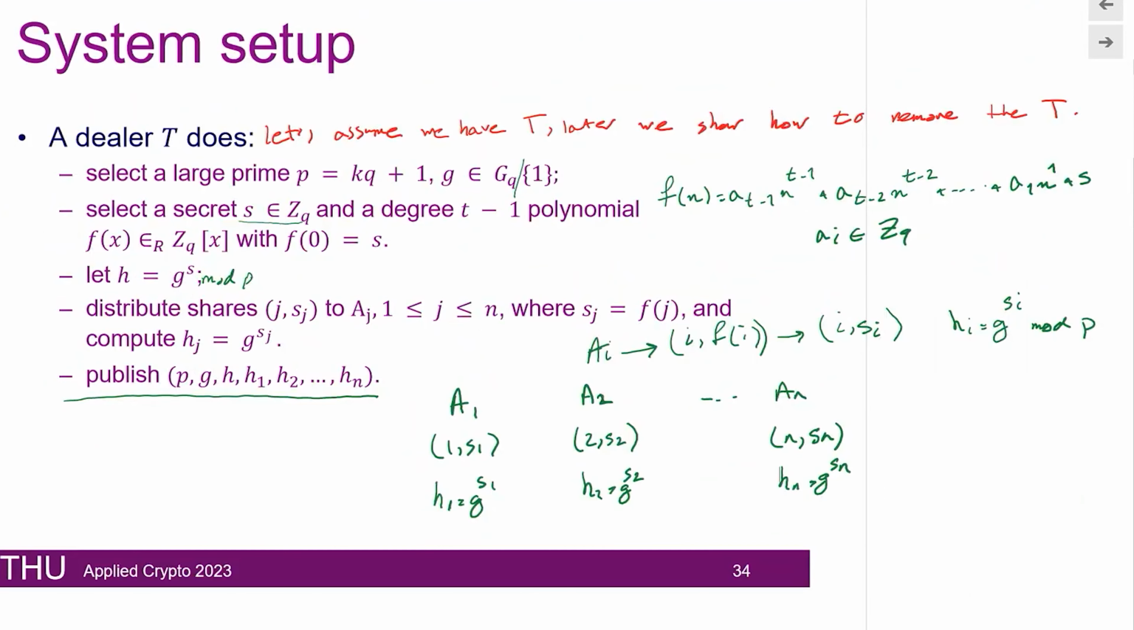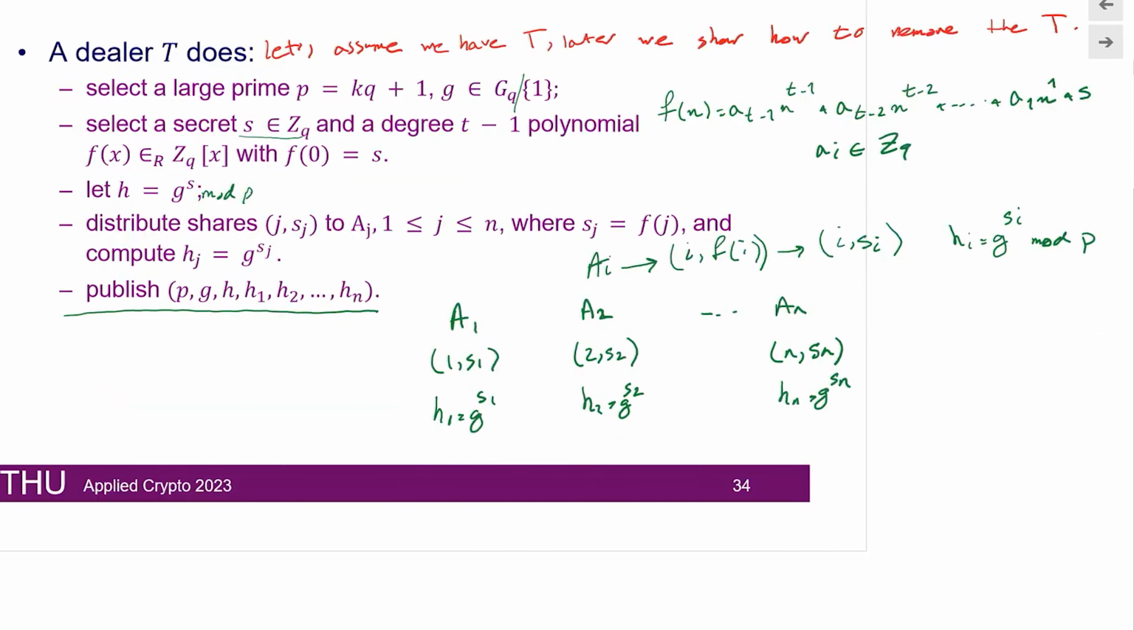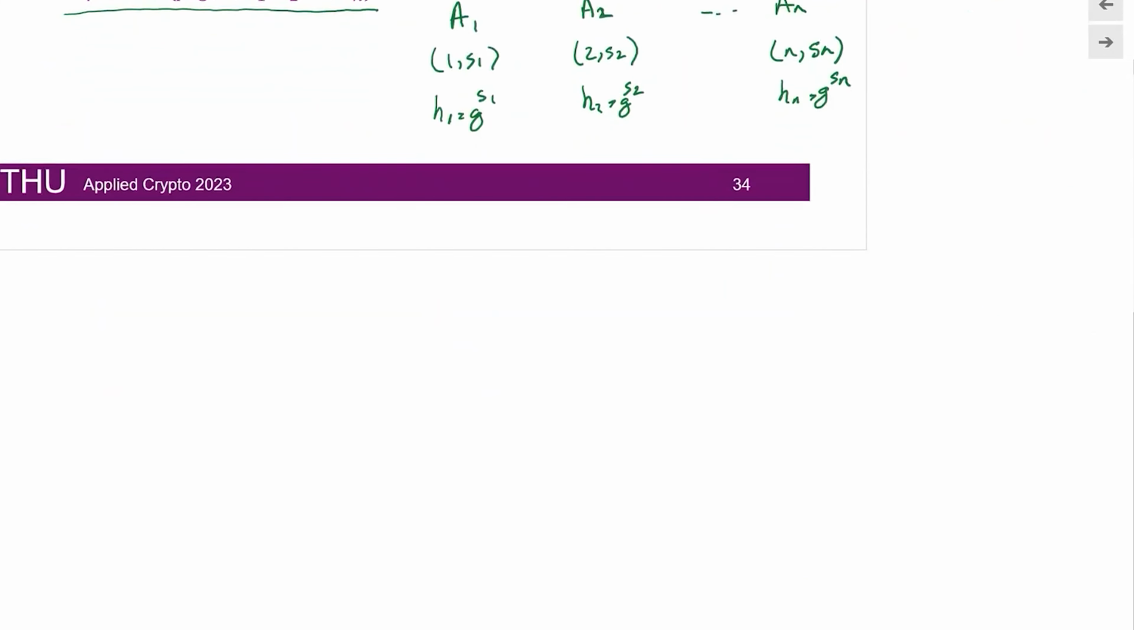All right. This is our setup. So we started by choosing our group ZP and then also the subgroup ZQ. We form the polynomial f of x, and then we compute everybody's share. And now we are ready to publish our public key.